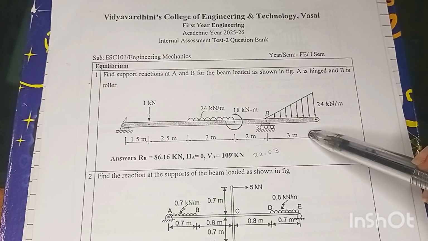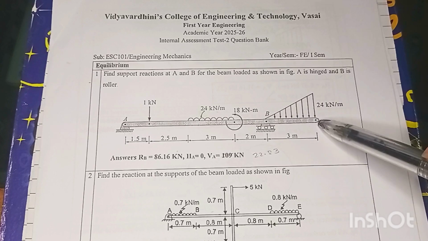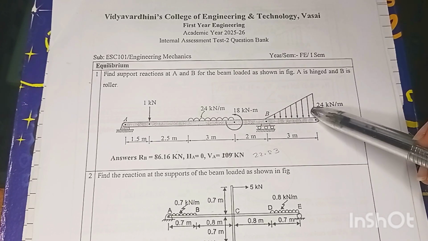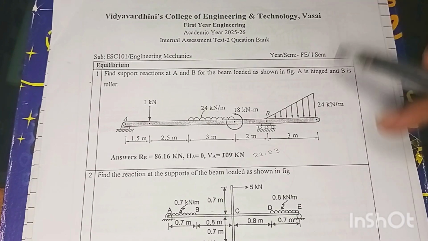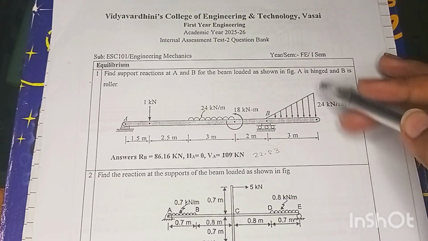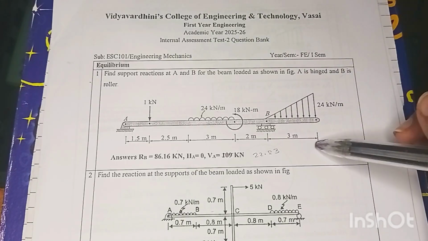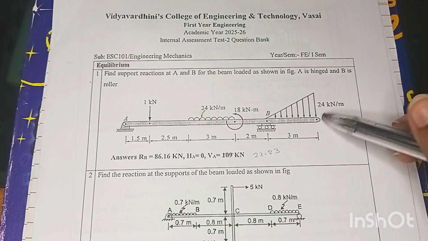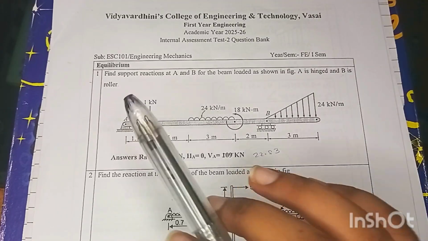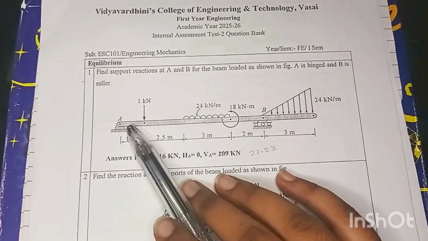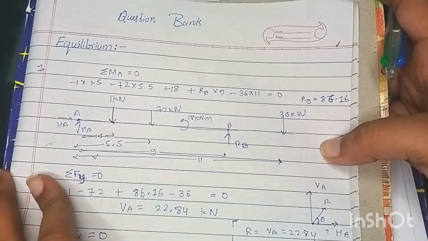This is half into 24 into 3, and the position of this force from the point, you have to find the centroid of the triangle. So where we have to locate the force, it's at base by 3 distance. Now we are considering the moment from point A, so we have to consider all the distances. Okay, so there is the solution of question number 1.